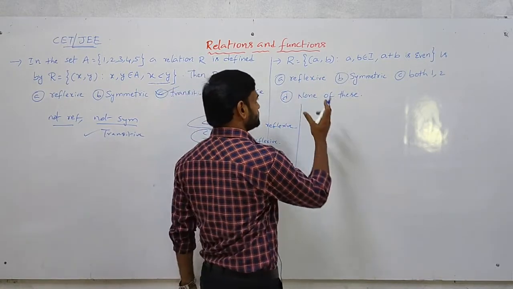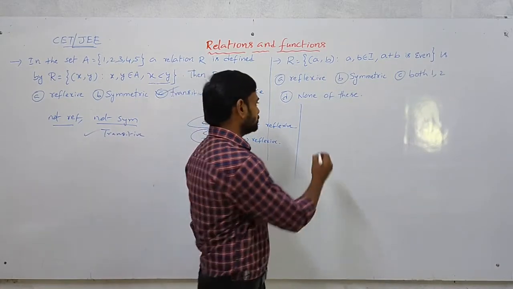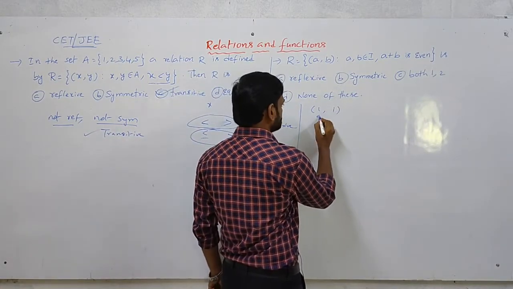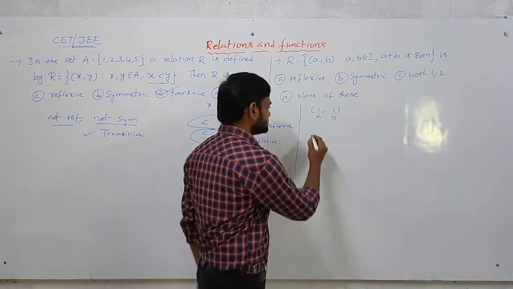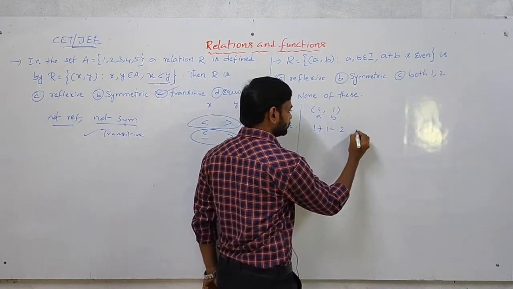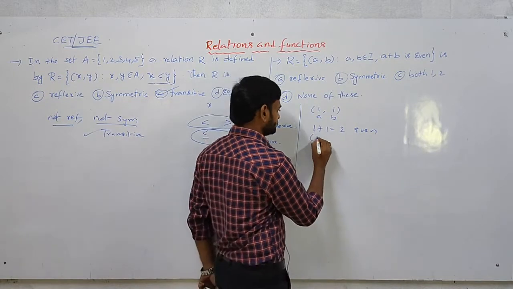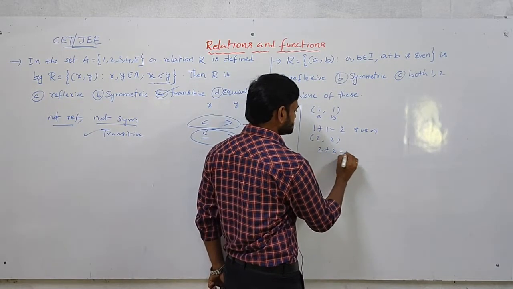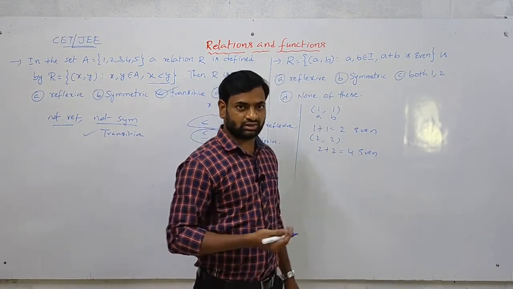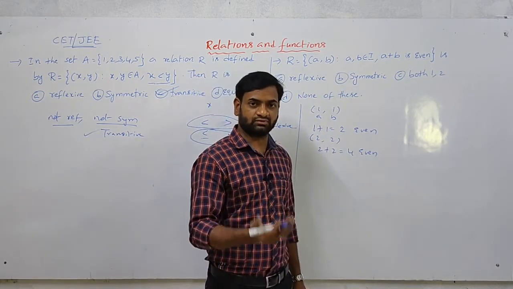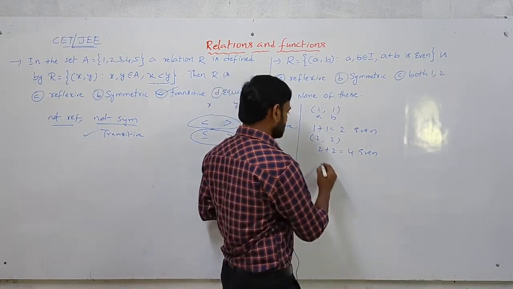Reflexive is where you take 1, 1, 2, 2, 3, 3 like that. So first I am taking 1, 1. This is A, this is B. The condition is A plus B is even. 1 plus 1 is equal to 2, and 2 is even. Suppose you take 2, 2: 2 plus 2 is 4, also even. If you take any pair related to itself, it is always even. So it is reflexive.